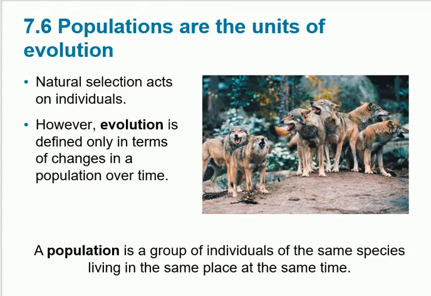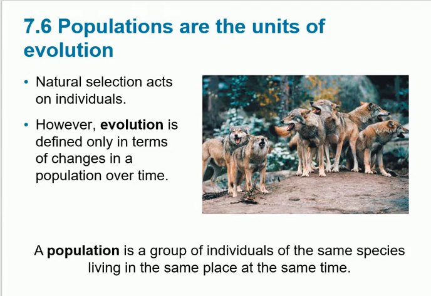Like, this person is acquiring something, genetic changes happened, and he will be naturally selected as a person, but we don't call him evolved as a person. He is naturally selected as part of the population that's going to change. So natural selection acts on individuals, while evolution acts on populations.